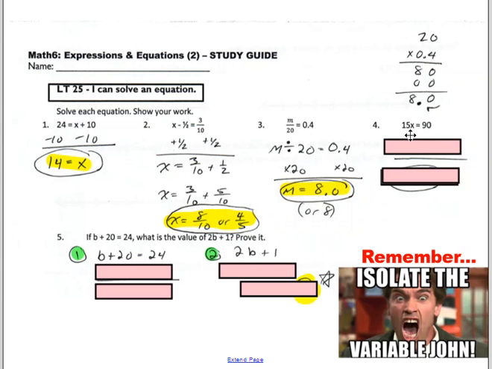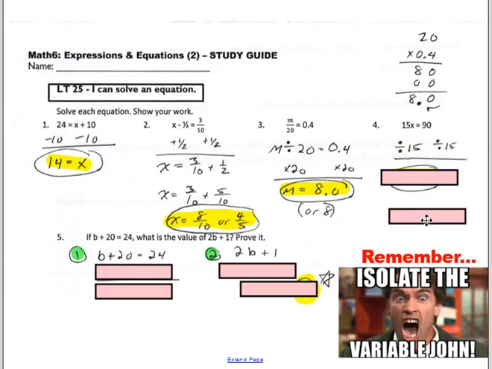And number 4, 15 times x. Well, if x is being multiplied with 15, we want to undo that. So we divide both sides by 15. And we end up with a value of 6. So that is the first 4, solving one-step equations.